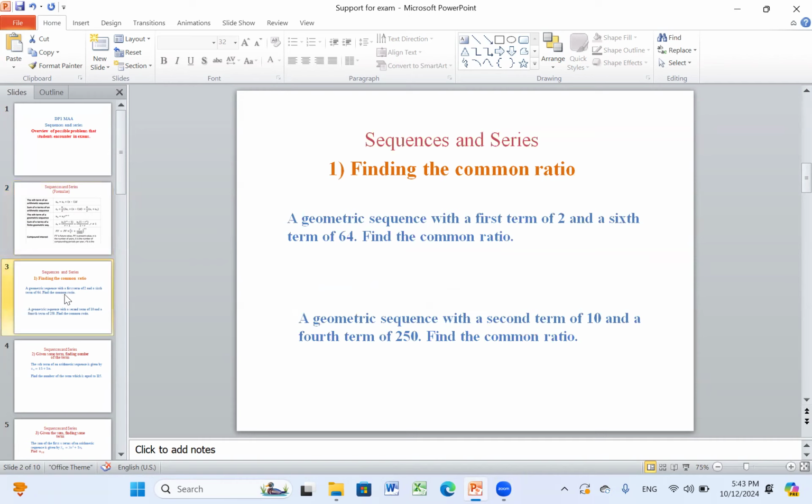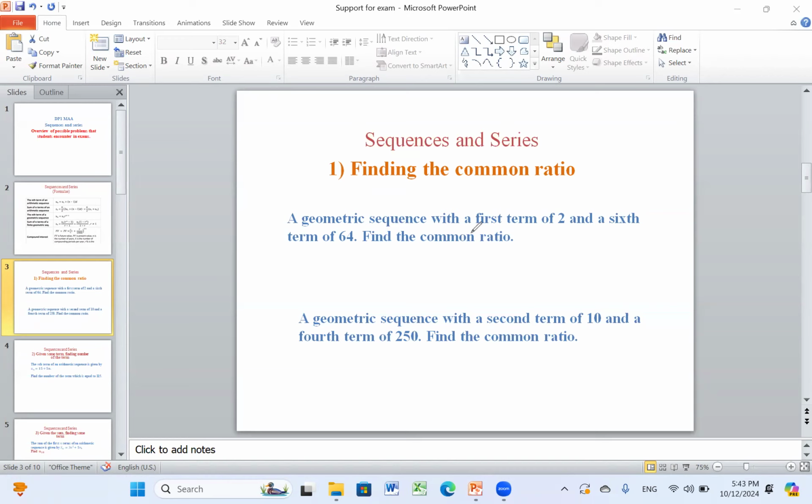So first of all, let's start to count some problems which students encounter, or some exam style questions. In regards to the topic sequences and series, students usually are asked to find the common ratio with given data. For example, let's consider this problem.